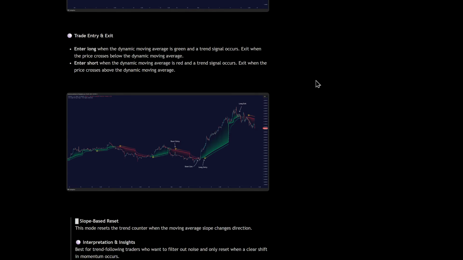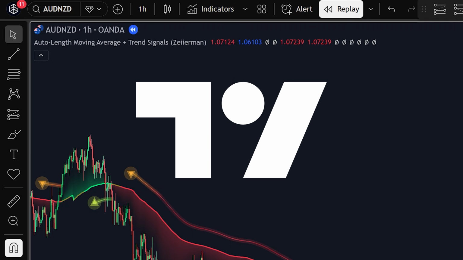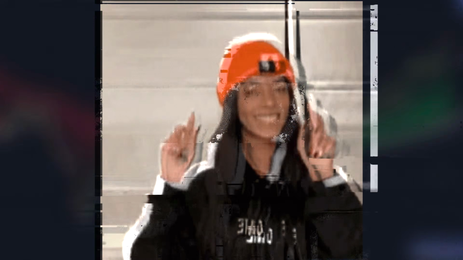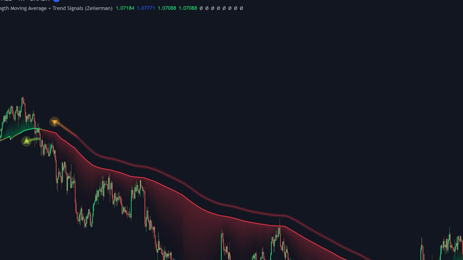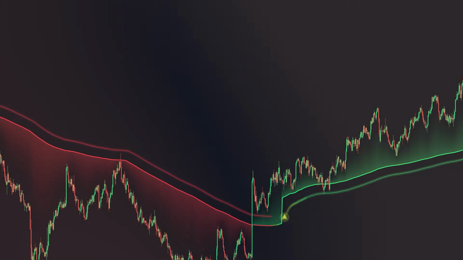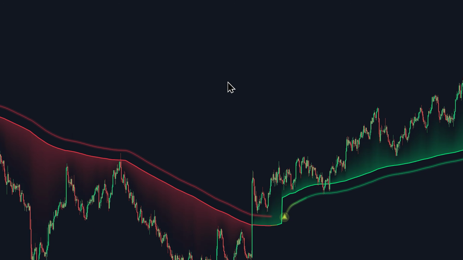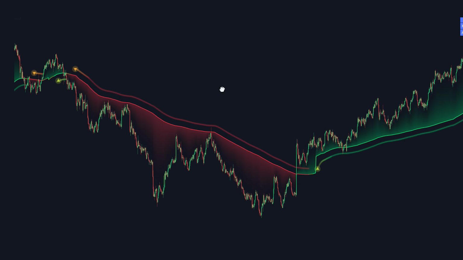We're going to use it on AUDNZD, 1-hour time frame on TradingView, which is the platform I'm using. If you want the same setup, there's a link in the video description you can use to sign up. Once you're on a clean AUDNZD 1-hour chart, open indicators, type Auto-Length Moving Average plus Trend Signals by Zeiyerman, and add it to your chart. It's an open source script, so if you know Pine Script, you can read the full code and documentation right on TradingView. When it loads, you'll see a single dynamic moving average wrapped in a soft band.